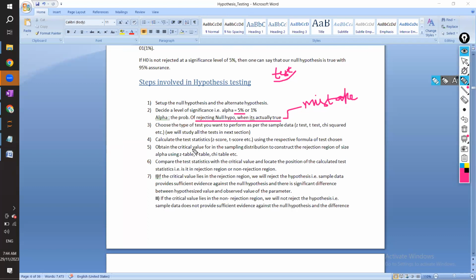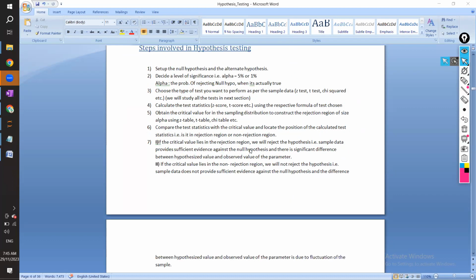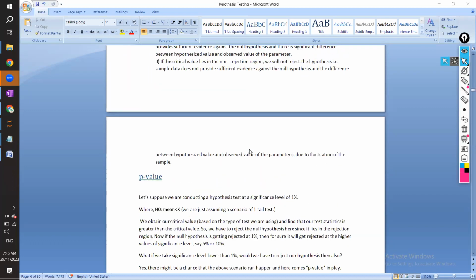You got the test statistic, you got the critical region, and you compare the test statistic with the critical region. Locate the position of the calculated test statistic, whether it is in the rejection region or not. If it lies in the rejection region, reject the null hypothesis. If it is not, don't reject. These points might be confusing when you study, but don't worry about that. I will give you an example, you'll understand much better.